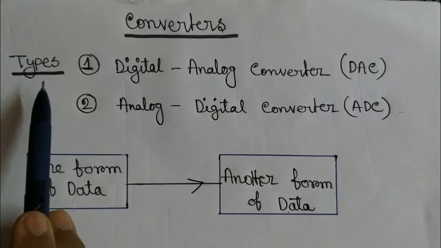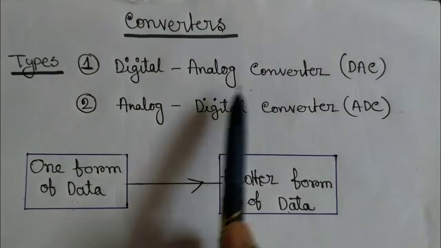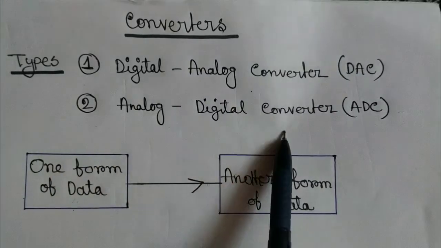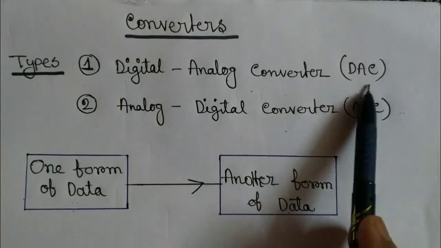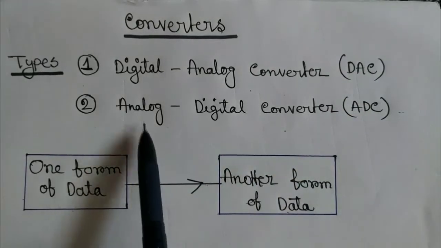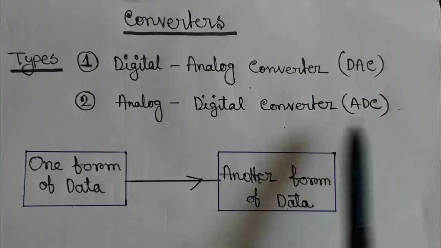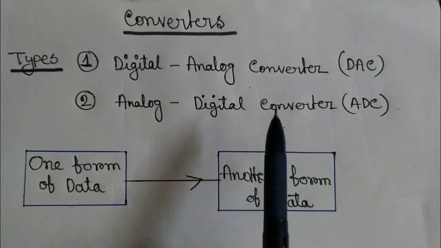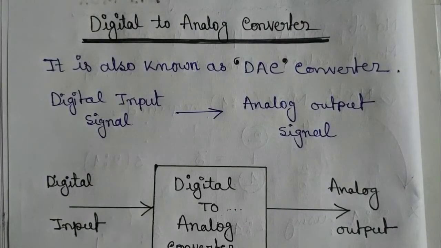Here I have written the types of converters. One is digital to analog converter and second is analog to digital converter. Digital to analog converter is also known as DAC converter and analog to digital converter is also known as ADC converter. These are the main two types of converter which are mainly used in converter circuit. So first we will cover digital to analog converter and also see its types.